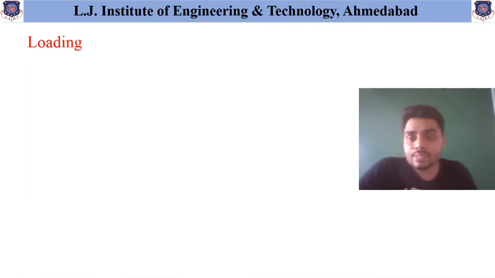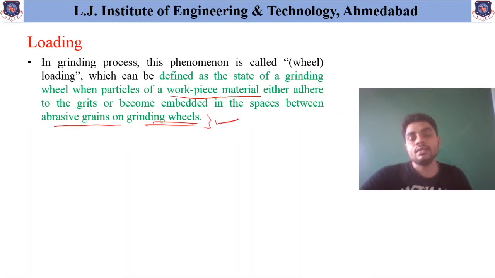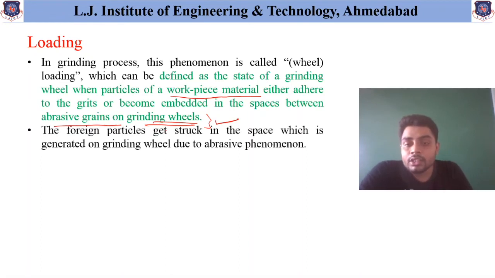So if we simply summarize, loading is defined as the state of a grinding wheel when particles of workpiece material, keep this word in mind, either adhere to the grits or become embedded in the space between abrasive grains on the grinding wheel. This particular phenomenon is called loading. And due to the accumulation of these foreign particles in the space between these abrasive particles, this may result in deterioration of the surface finish obtained by using this particular grinding wheel.